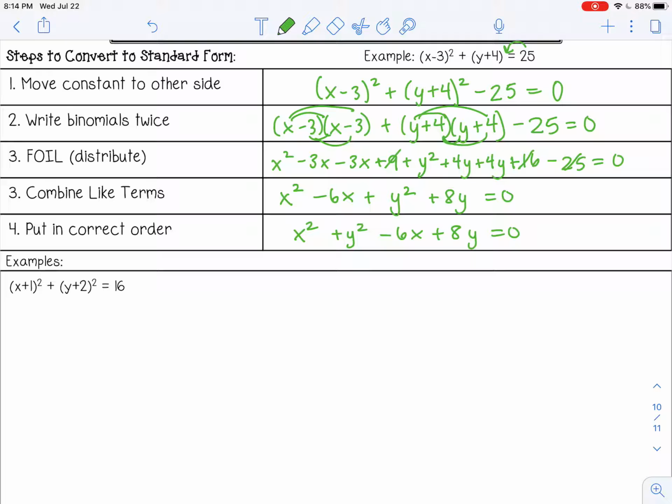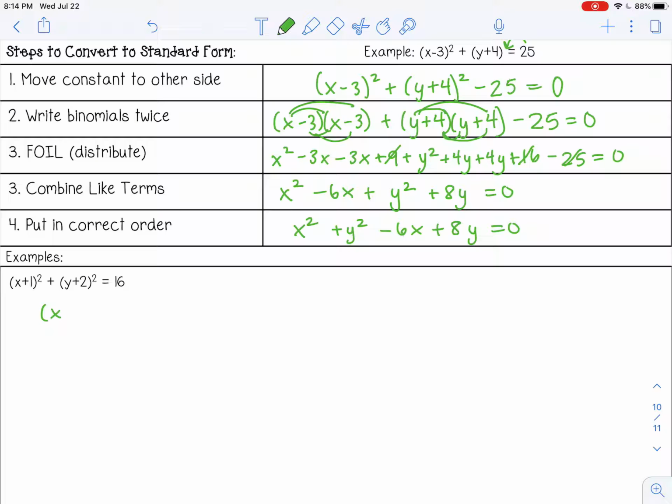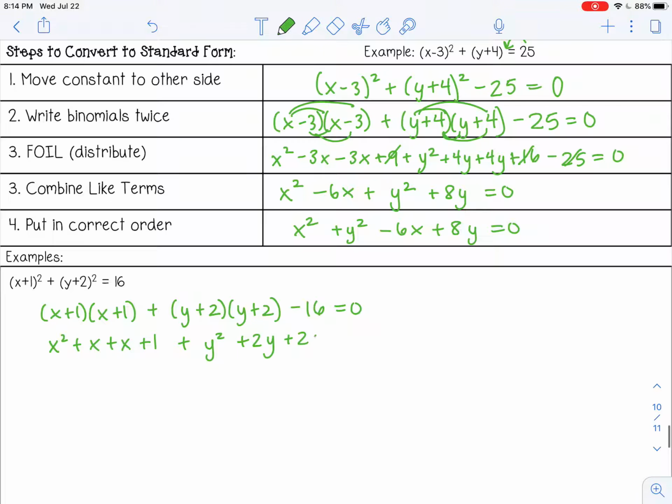So again, I'm going to go ahead and combine the first and second steps. I'm going to write these out twice. And bring my 16 to the other side so it changes signs. Then I'm going to FOIL, so x squared plus x plus 1. Y squared plus 2y plus 2y plus 4.